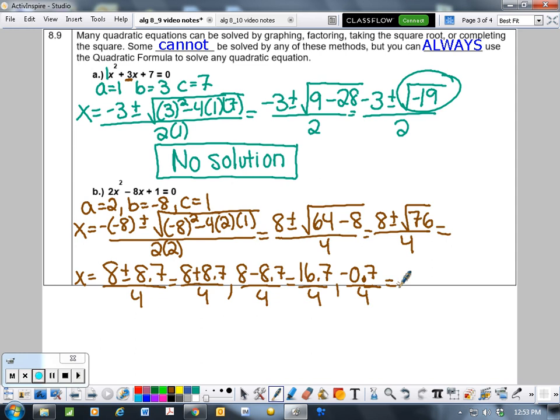So 16.7 divided by 4 gives me 4.175. Whoops! Almost dropped my calculator, which gives me an answer of really 4.2. And then -0.7 divided by 4 gives me -0.175, which is really like -0.2.